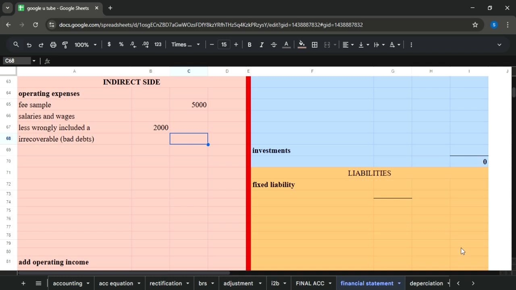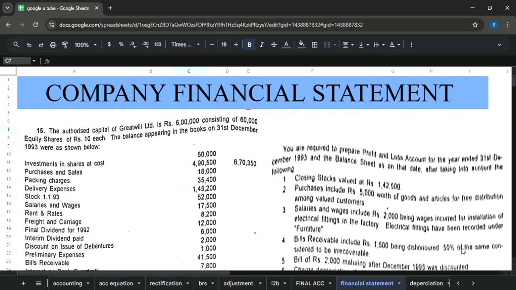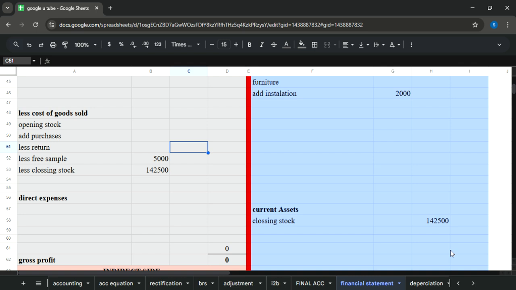So here, 1,500 total amount irrecoverable, then take 50%. So only 750 would be considered bad. Total 1,500 and 50%. Now we will be doing its second effect.